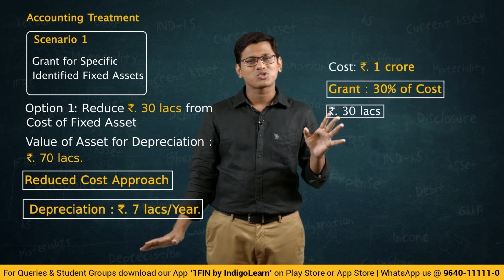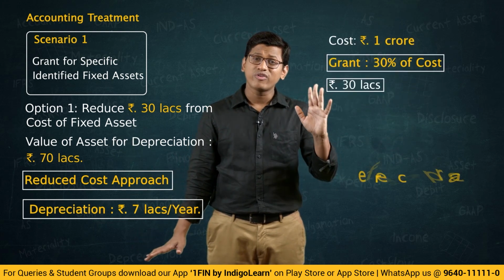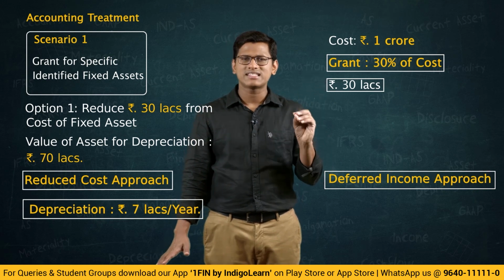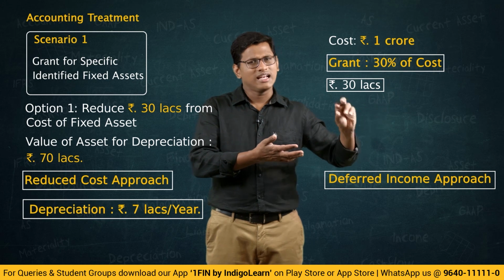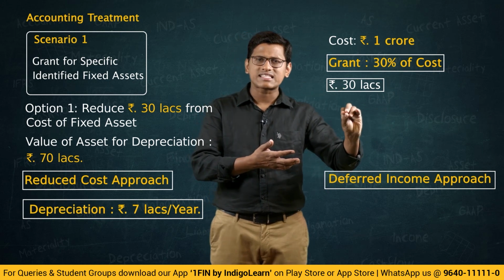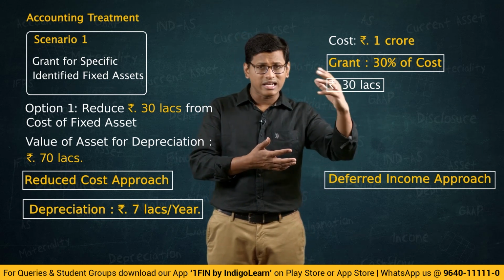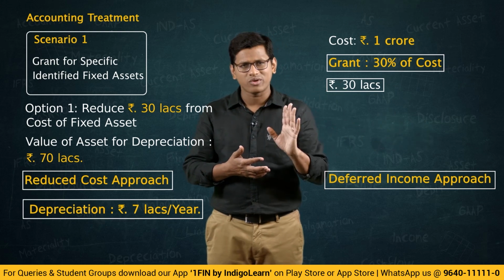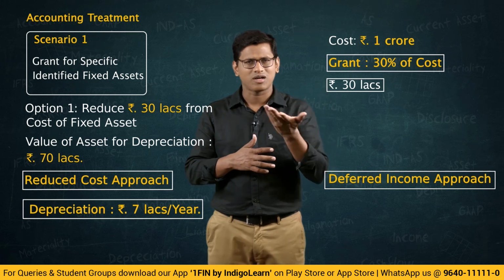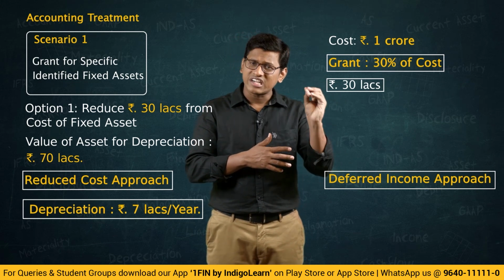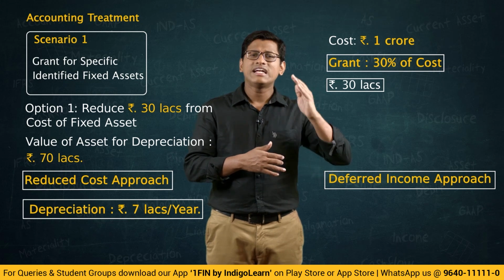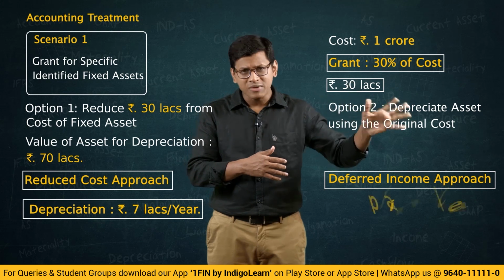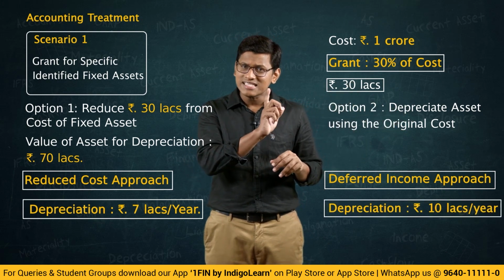Now the other approach that can be used is the deferred income approach. What is the deferred income approach? Under this approach the standard says the asset is at 1 crore, life is 10 years, depreciate the asset at the gross value and let the entire 1 crore be written off over 10 years. Say we are following the straight line method. For convenience I am taking the straight line method; the company can follow WDV also. Every year 10 lakhs, 10 lakhs, 10 lakhs is debited to P&L under the category of depreciation, right? So the debit to P&L is 10 lakhs.